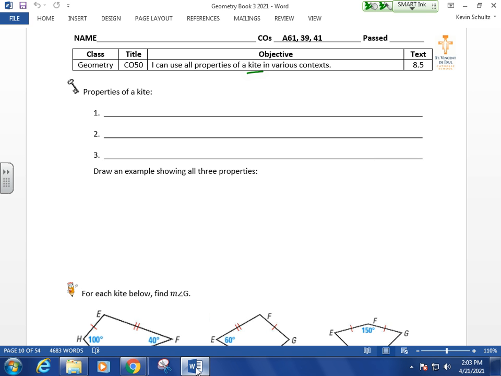Now, yes, also true. There are no pairs of parallel sides. That's what a kite doesn't have. I want to know what a kite does have. What are properties of a kite? And I'll tell you if you want to stop guessing.